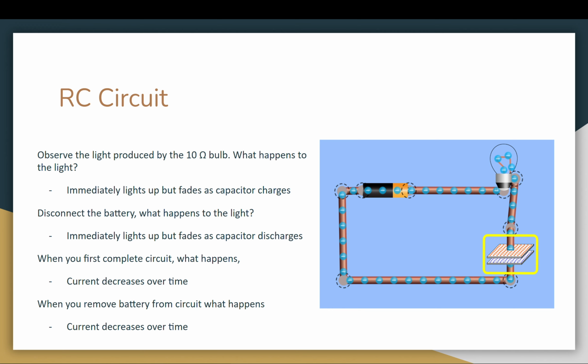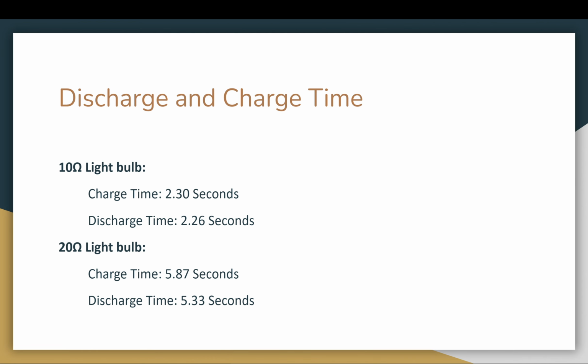So when you first complete the circuit, what happens to the current? I should add there, the current decreases over time as the capacitor charges, and the same thing happens when you remove the circuit. Current then again decreases over time. However, it should be noted that in both cases the current flows in opposite directions as you discharge versus charge it. So it's just the discharge and charge time.